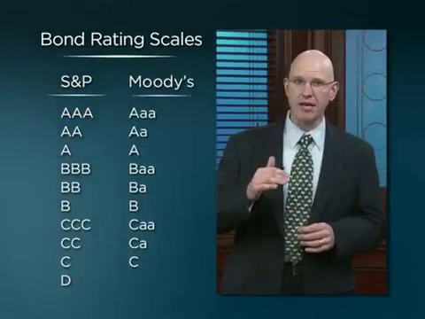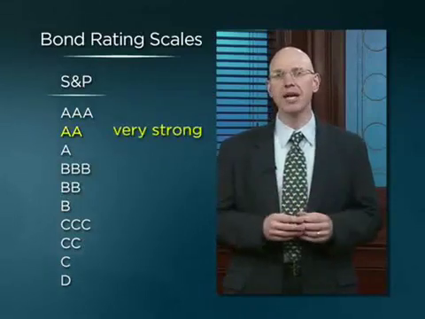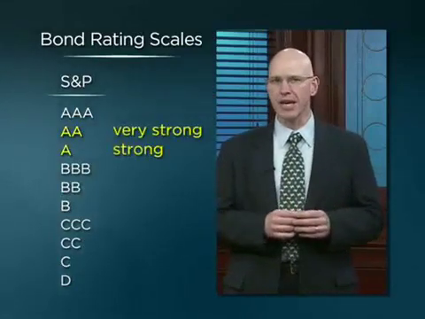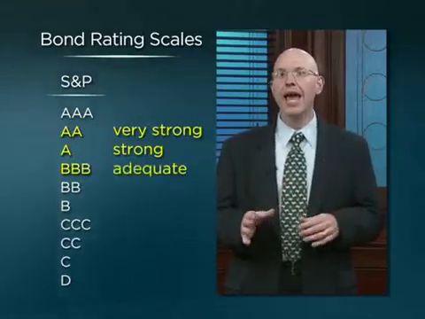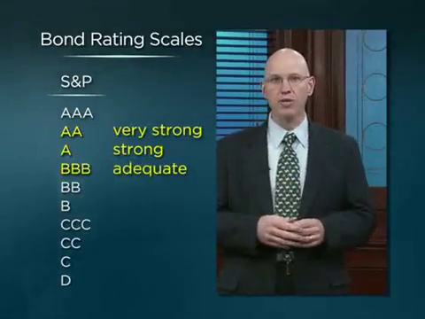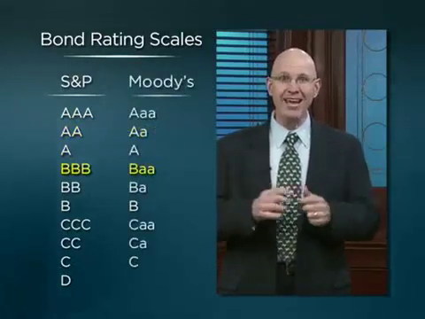As we go down the scale, the characterization of ratings goes to very strong capacity at AA, strong capacity at single A, and then finally adequate capacity to meet financial commitments at S&P's BBB rating, which corresponds in this case to a rating of Baa from Moody's.